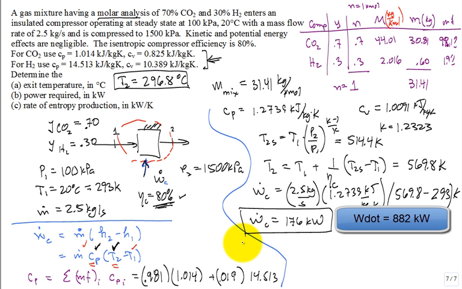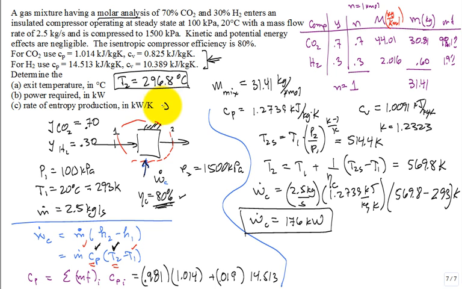Did that help? Let's take a look. Rate of entropy production. What symbol am I going to calculate for this? Sigma dot. Look at the units. Did the units look good? Yeah. Kilowatts per Kelvin, that's a rate of entropy production. True? How am I going to solve for sigma dot?